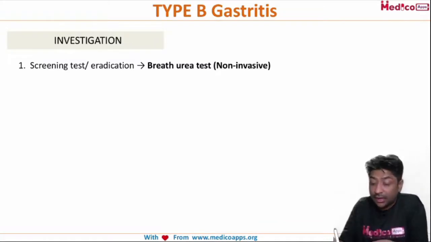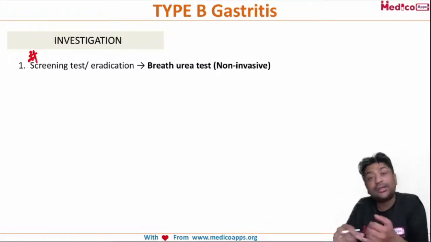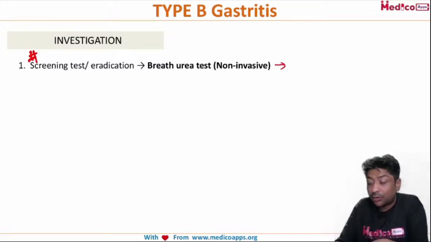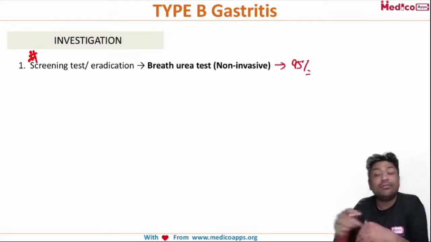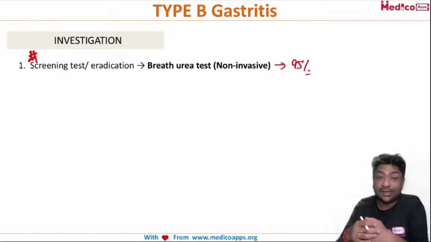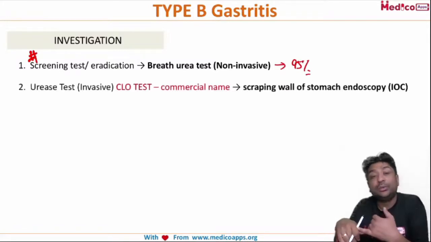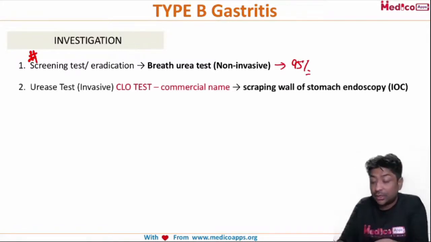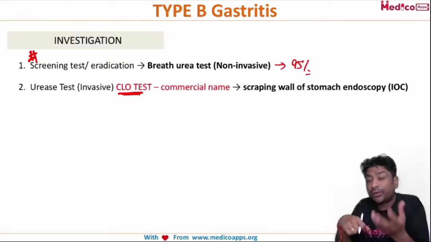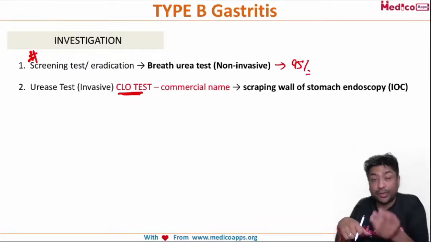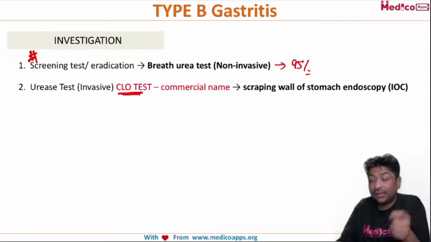So this is a very, very important test, a very easy test to do, and remember it has almost 95% accuracy when it comes to being used as a screening test. The next is obviously the urease test. It's an invasive test. CLO test is the commercial name for this particular test, and typically when you are doing an endoscopy to look for the ulcers, you take a biopsy, a wall scraping, and then you can do this urease test on those wall scrapings.